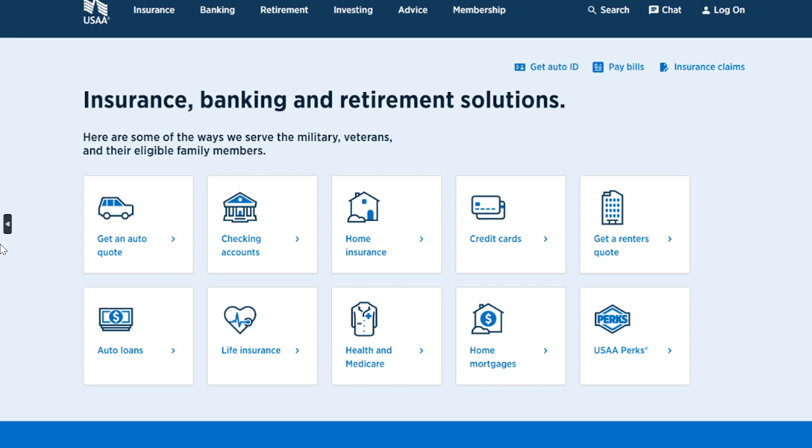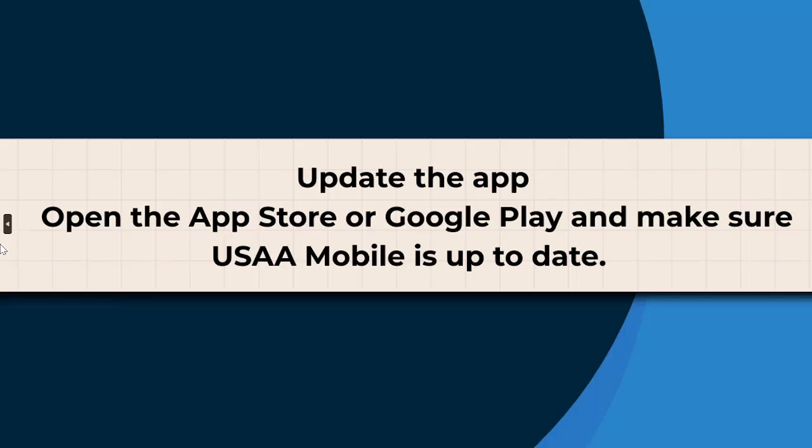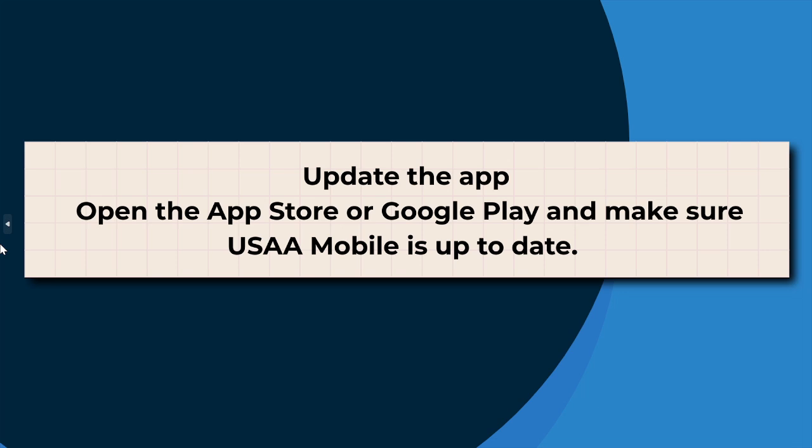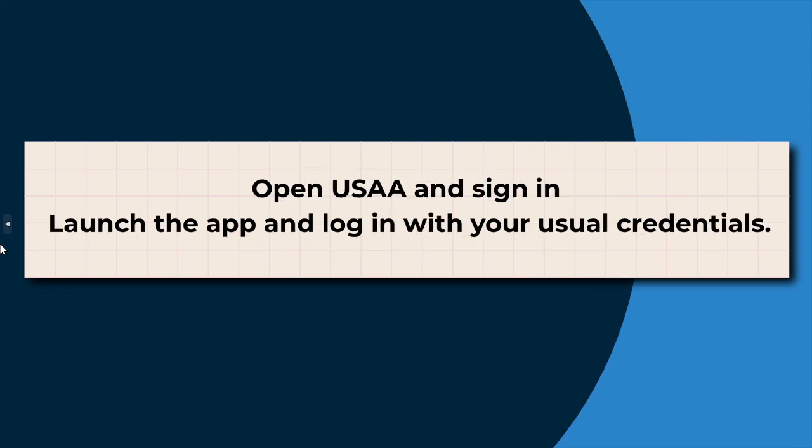The first step is ensuring your USAA app is up to date. You can do this by heading over to either the App Store if you're using iOS or Google Play for Android devices. Simply search for USAA Mobile and see if there's an update available. App updates often include new features, improvements, and bug fixes, which might just be what you need to see the dark mode option appear. Once your app is updated, launch the USAA app on your device and log in using your regular credentials. You'll want to have full access to your account settings, so make sure your information is entered correctly.